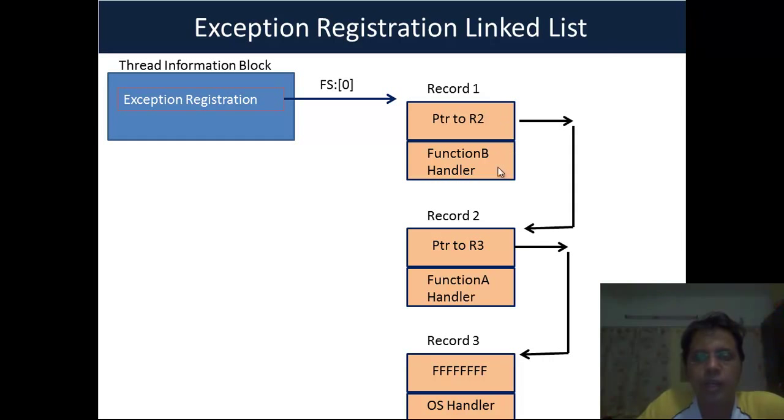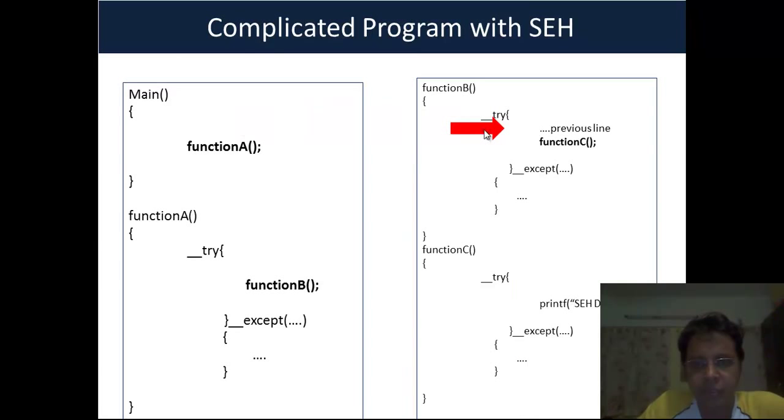right? So we have the function B exception handler and a pointer pointing to record 2 and the pointer pointing to record 3, and basically the handlers are in the order B, A, and the default handler. Basically function B, then function A, and then finally the default handler.